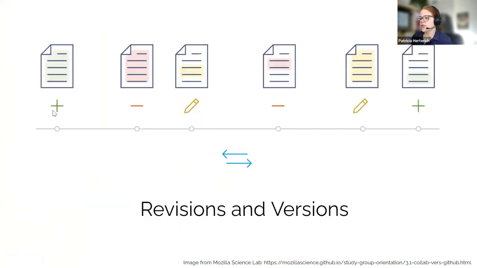So revisions and versions: you basically have one document over time. You start with a text, you delete something, you change things in there, you delete something else, make further edits, add paragraphs in. All that is revisions and versions of one file over a period of time. And a versioning system basically lets you jump between each of these points, where you've set markers of major changes.